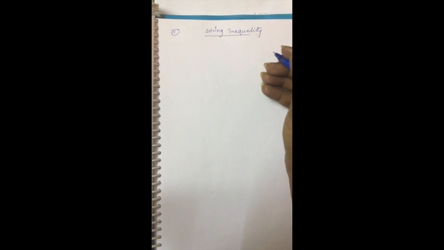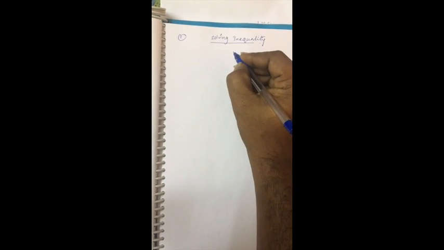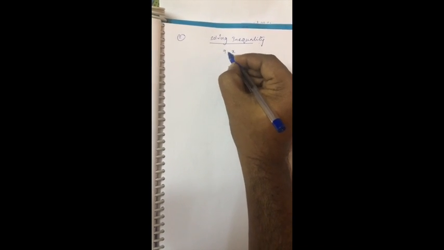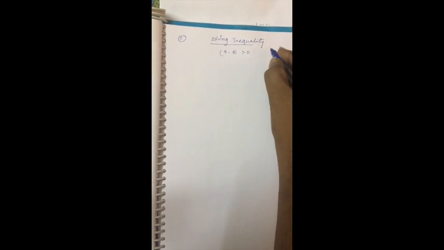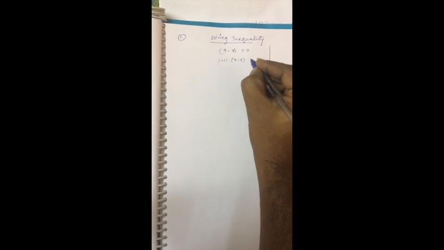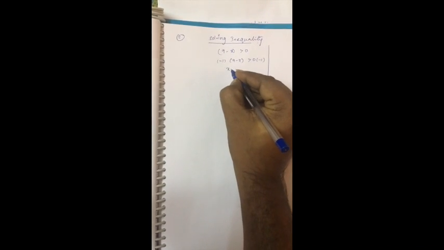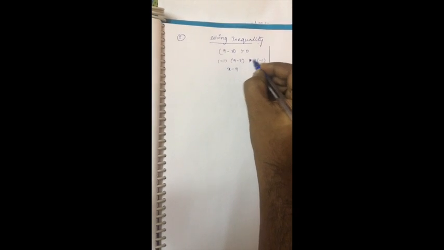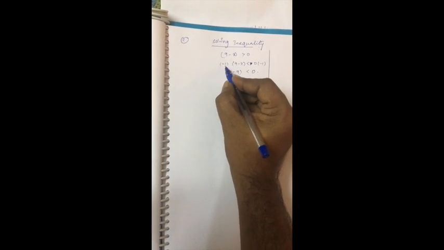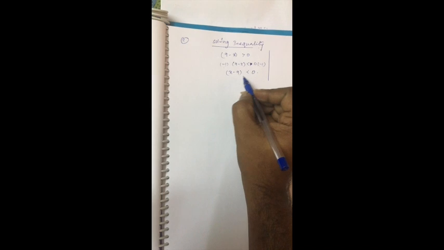So as you have seen earlier in the example, you'll be solving a bunch of inequalities. Let's say, for example, 9 minus x is greater than 0. If you multiply by minus 1 on both sides, it becomes x minus 9, and it changes the sign, less than 0. What I'm trying to tell you is, whenever you multiply by minus 1, it changes sign.